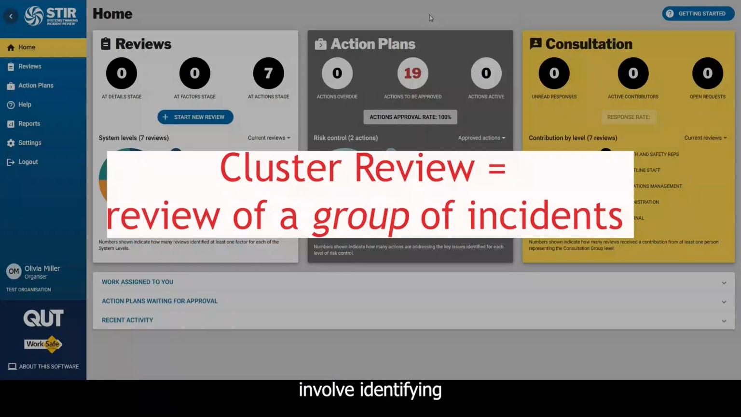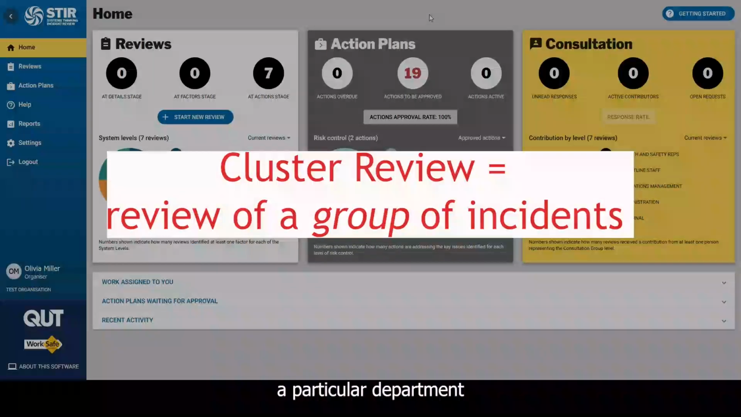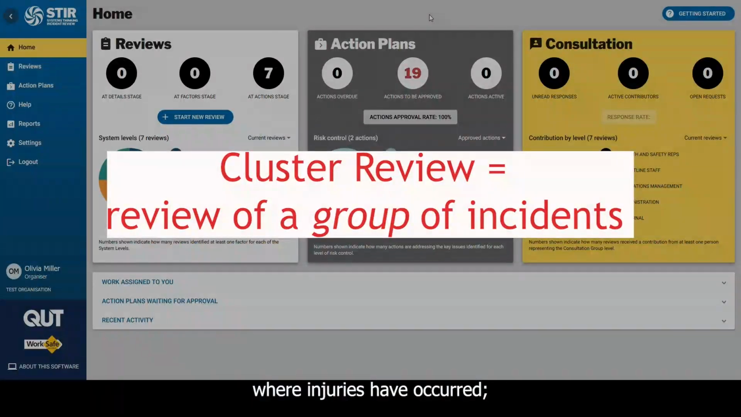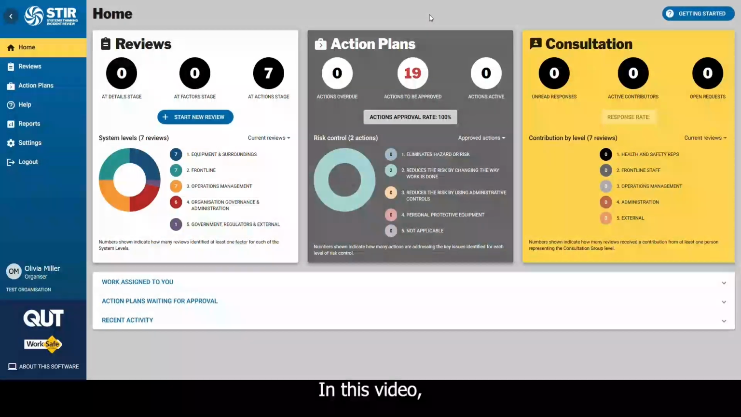Cluster reviews involve identifying a particular type of injury, such as falls or strains, a particular department or area of the workplace where injuries have occurred, or specific groups of workers who are at higher risk of injury. Cluster reviews can be particularly compelling in justifying actions, for example, purchasing new equipment, as they are based on several incidents rather than one isolated incident. In this video, we will use an example where a series of incidents occurred in the birthing centre over a 6-month period that were related to awkward and prolonged postures causing staff injuries.